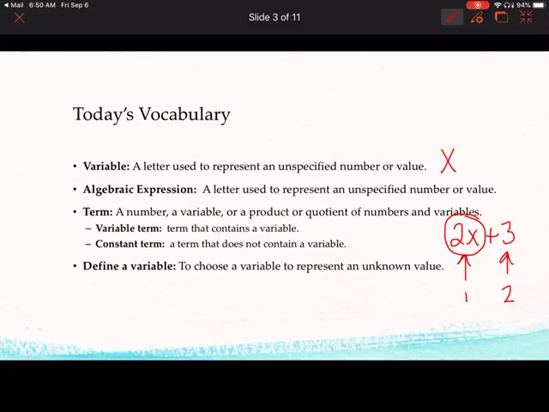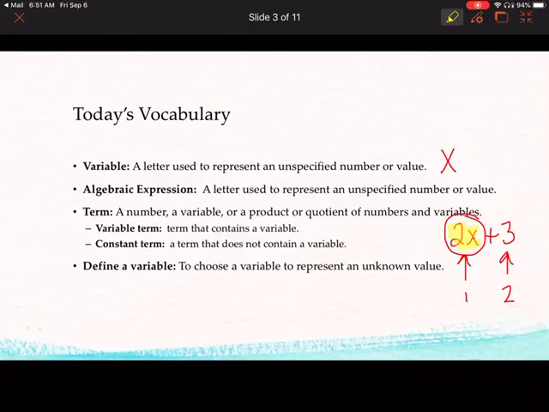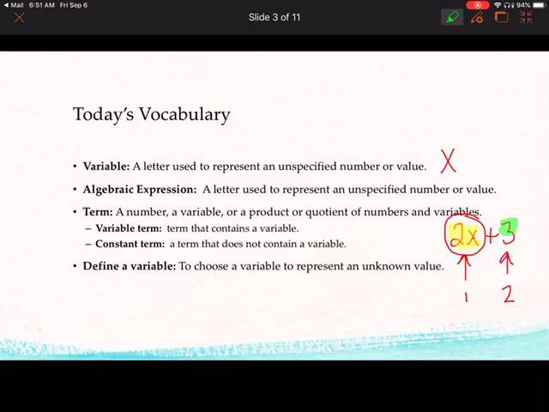So a variable term contains a variable. So a variable term is this x right here. So this is a variable term. And a constant term is a term that does not contain a variable. So the green highlighting is a constant term, no variable.